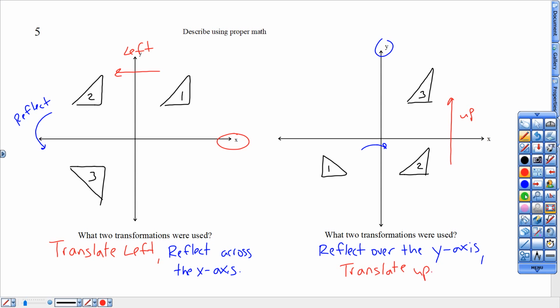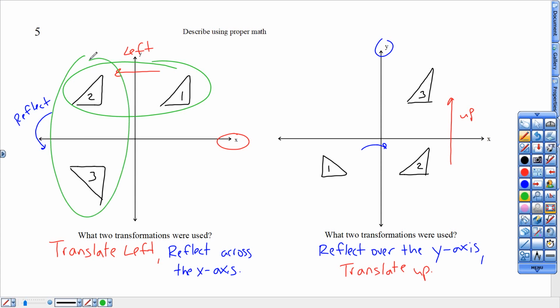This is a translate look right here. This is a reflect look right here. So know those looks. This is a translate look. This is a reflect look. So know those looks. All right, next problem.